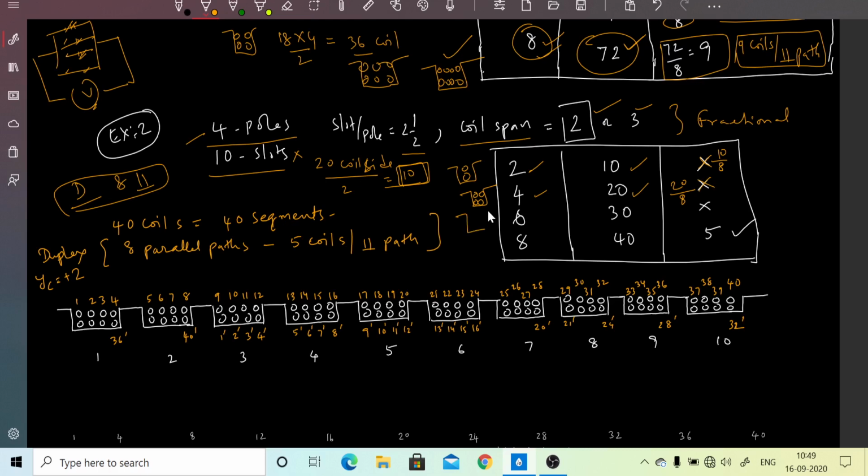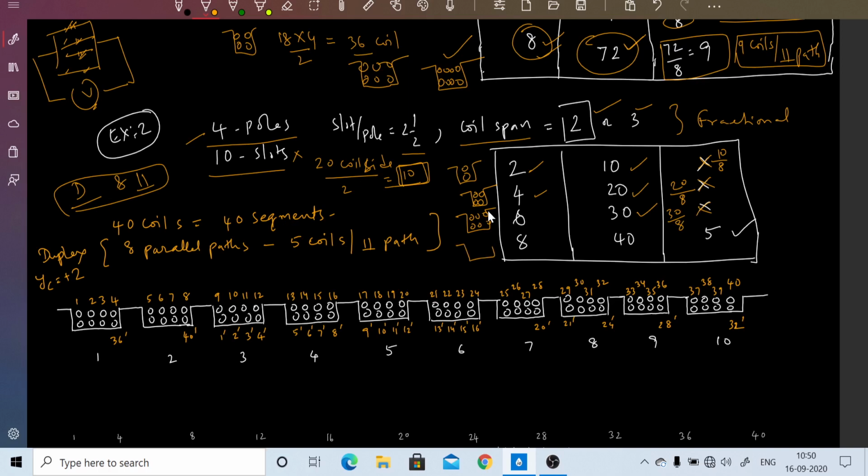Now in case of 6 coil sides, 6 into 10, 60 coil sides divided by 2, 30 coils altogether on the armature, and 30 coils cannot be equally divided among 8 parallel paths. So this winding is also not possible.